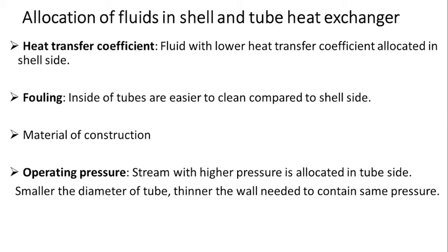When the flow rate of one fluid is lower compared to the other, allocating it in shell side will allow us to get a higher heat transfer coefficient. So generally fluids with lower heat transfer coefficient are allocated in shell side. The fluid with lower flow rate will generally have a low heat transfer coefficient, and they are routed through shell side.